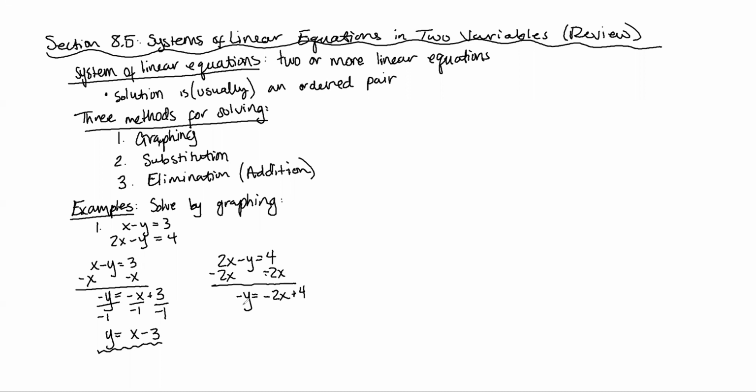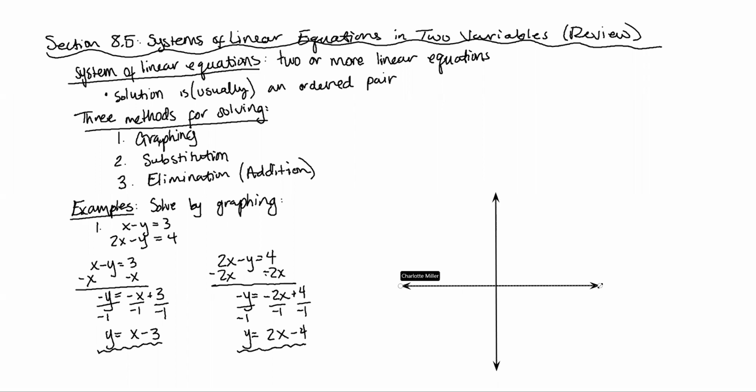And then again, let's divide everything by negative 1. So we get y equals negative 2 over negative 1, which is positive 2x, and then minus 4. That's our second equation, y equals 2x minus 4. Now I'm going to set up a set of axes here, and then we'll talk about how to graph these. Again, I'm going to try to do this as nicely as possible so that we can see the exact solution.